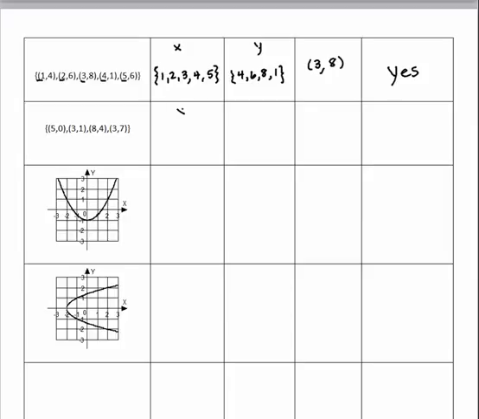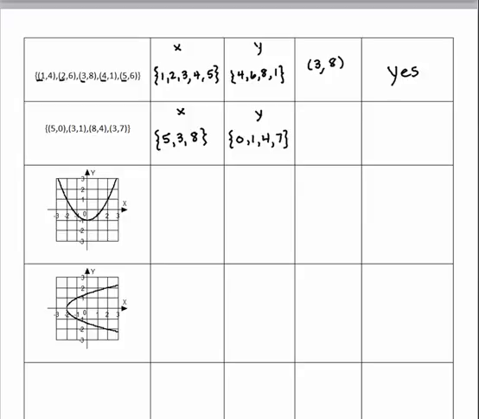In the next example, if I look at my inputs, or x values, the domain would be 5, 3, and 8. That 3 was already listed, so I don't need to repeat it. The outputs, or y values, my range is 0, 1, 4, and 7.